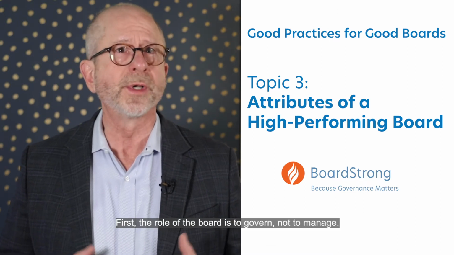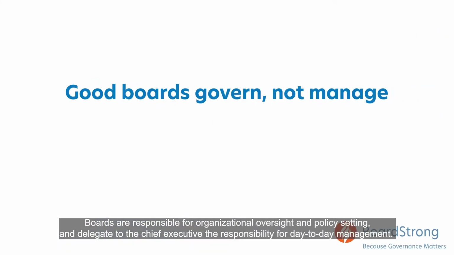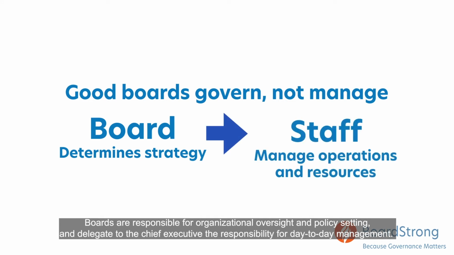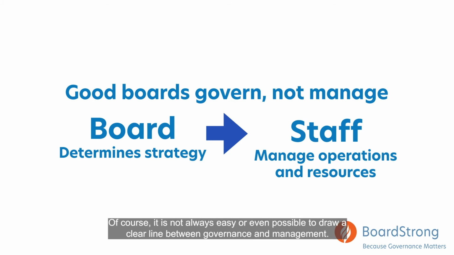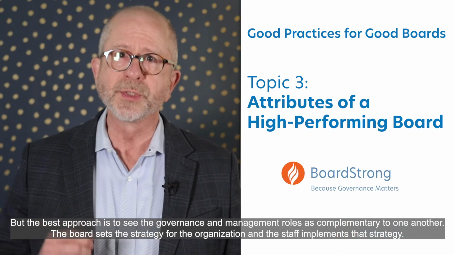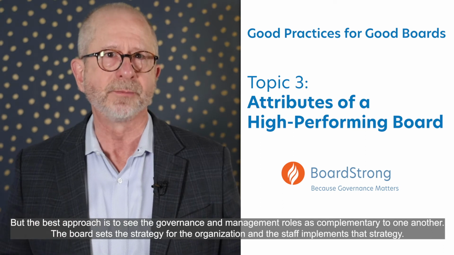First, the role of the board is to govern, not to manage. Boards are responsible for organizational oversight and policy setting and delegate to the chief executive the responsibility for day-to-day management. Of course, it is not always easy or even possible to draw a clear line between governance and management, but the best approach is to see the governance and management roles as complementary to one another. The board sets the strategy for the organization, and the staff implements that strategy.